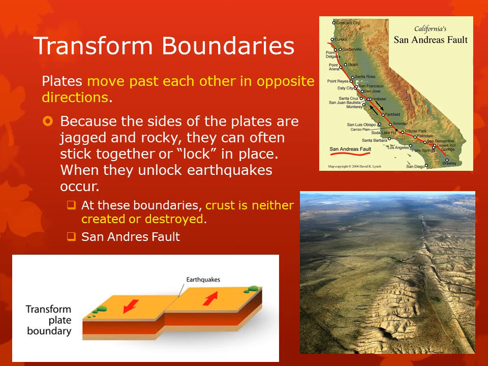Probably the most famous transform boundary is the San Andreas Fault in California, in America. Two plates are moving past each other in opposite directions, causing, first of all, a massive crack or break in the earth, but also causing many earthquakes per year. Some very strong, some barely noticeable.